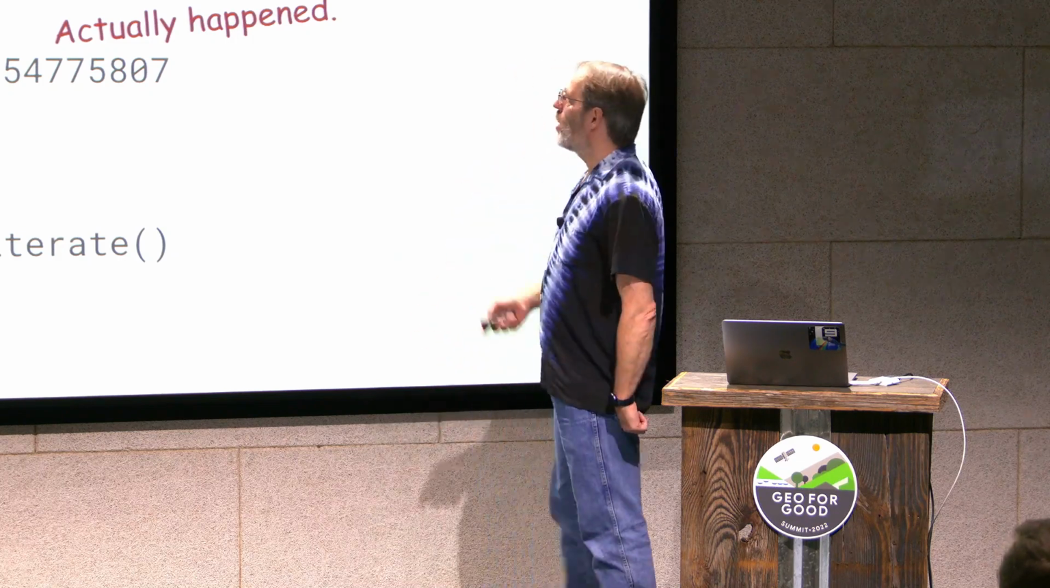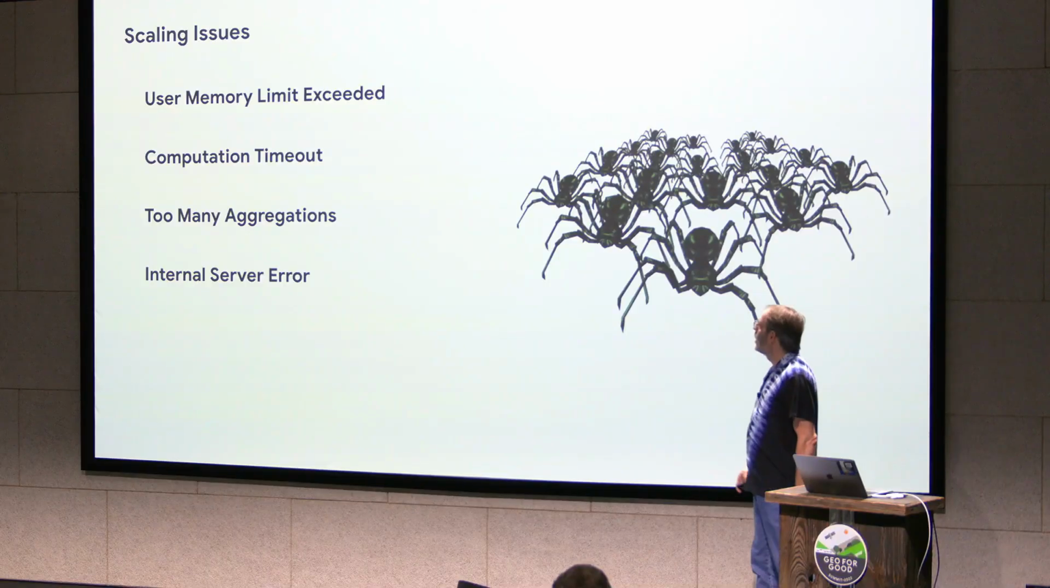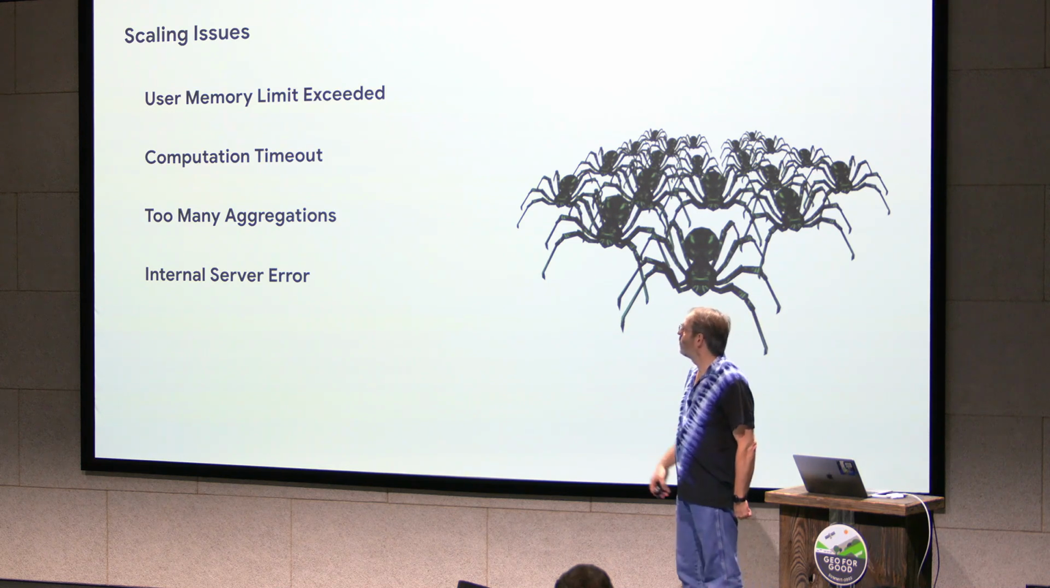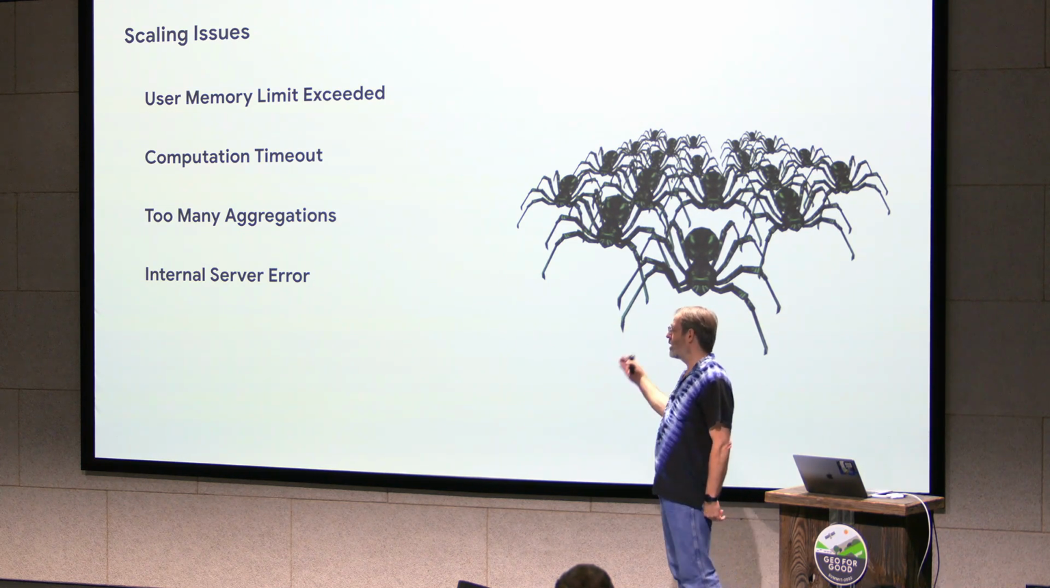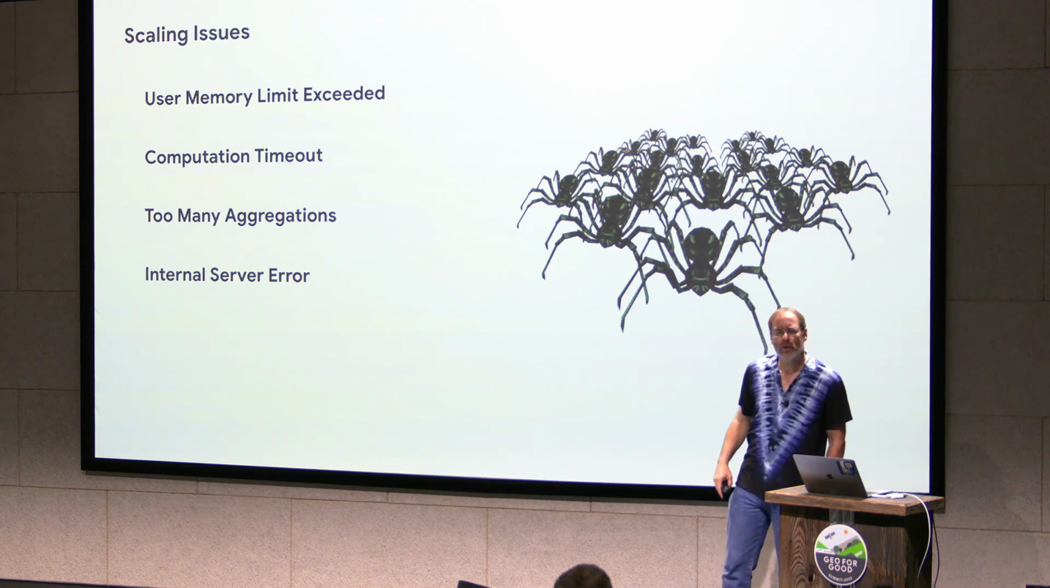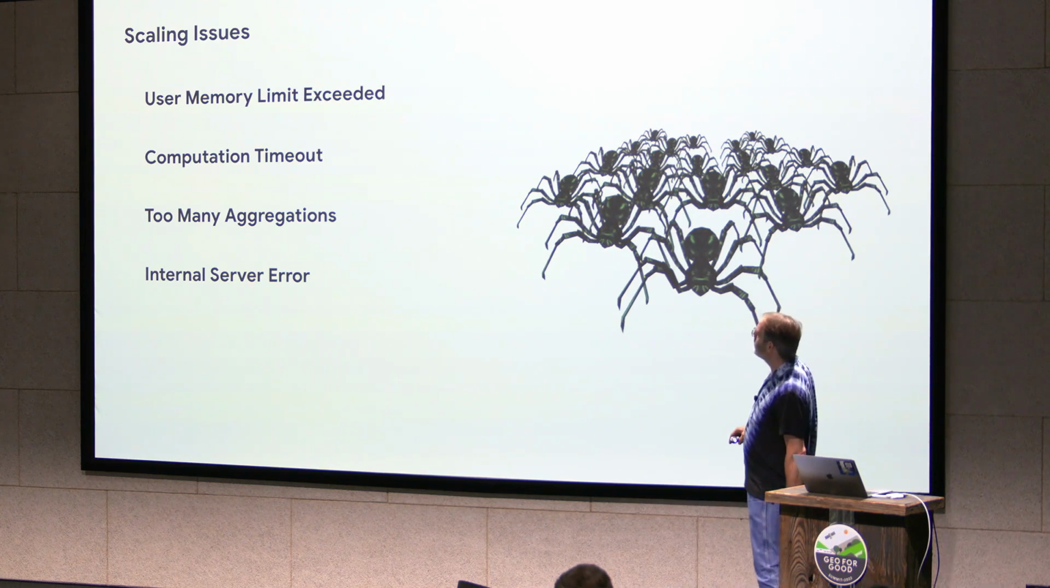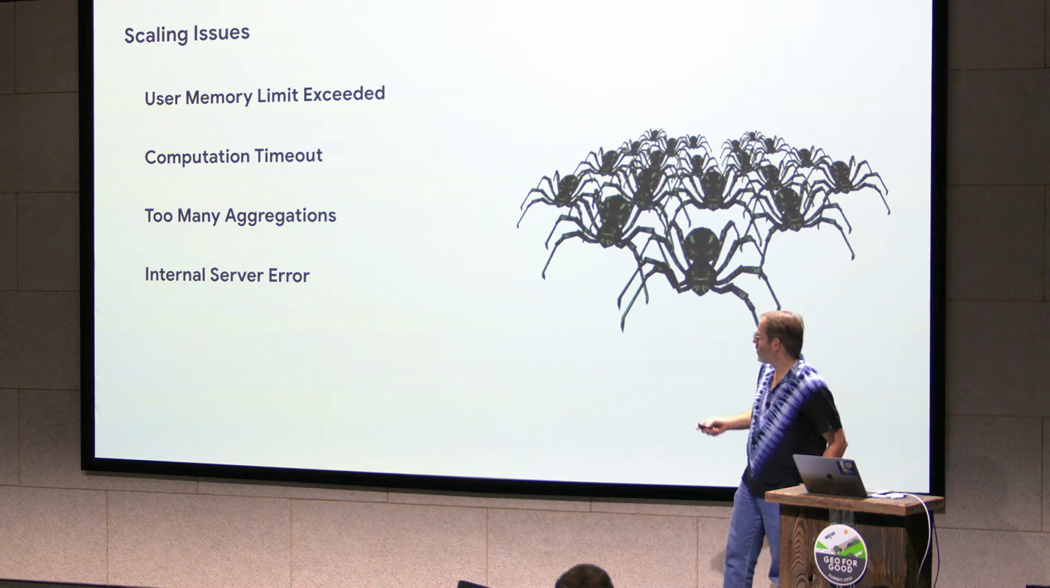All right, so onward. Different kinds of scaling issues. User memory limit exceeded is the one you're probably going to hit the most often. There's also things like computation timeout. It's uncommon you'll hit too many aggregations anymore, so I might have even removed that one. And then all kinds of internal server errors.